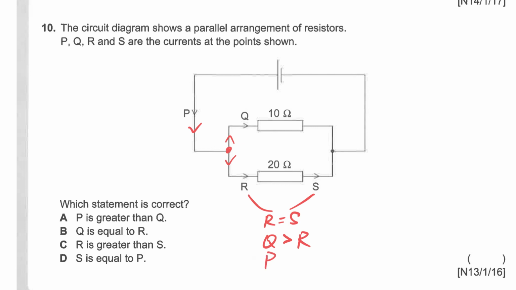So the relationship is, the current in P is equal to Q plus R. And you also know that your P will be the maximum because P is the main current. So let's take a look here. The answer is A because P is greater than Q, that's correct. So the rest, if you look through the understanding here, all these are wrong.